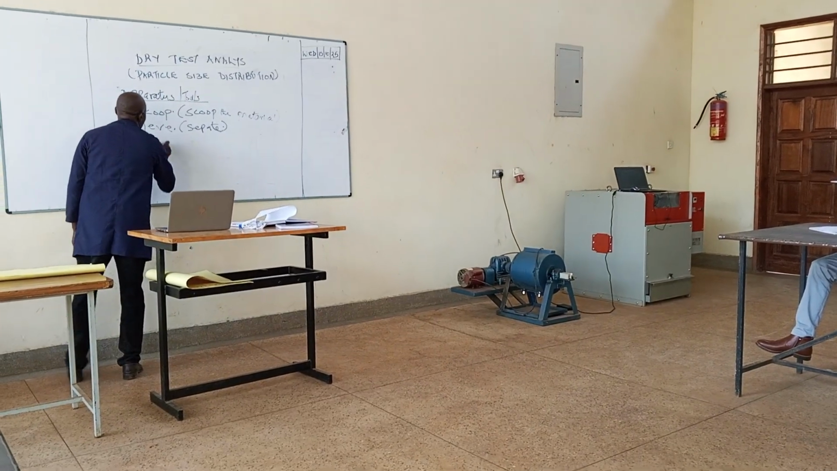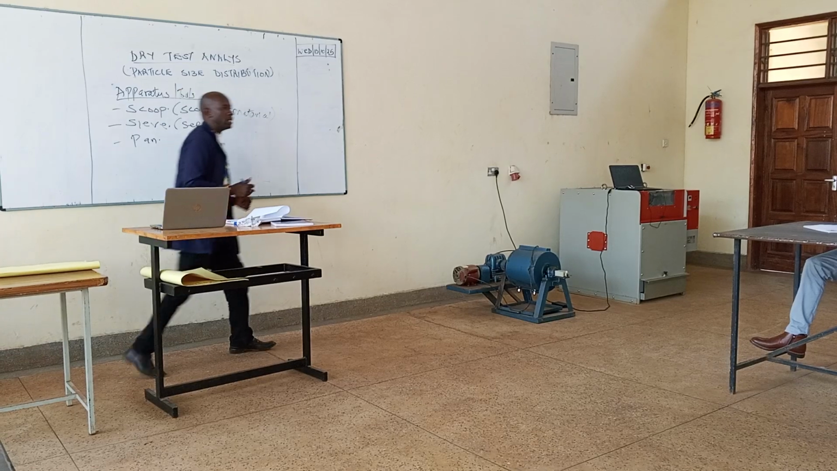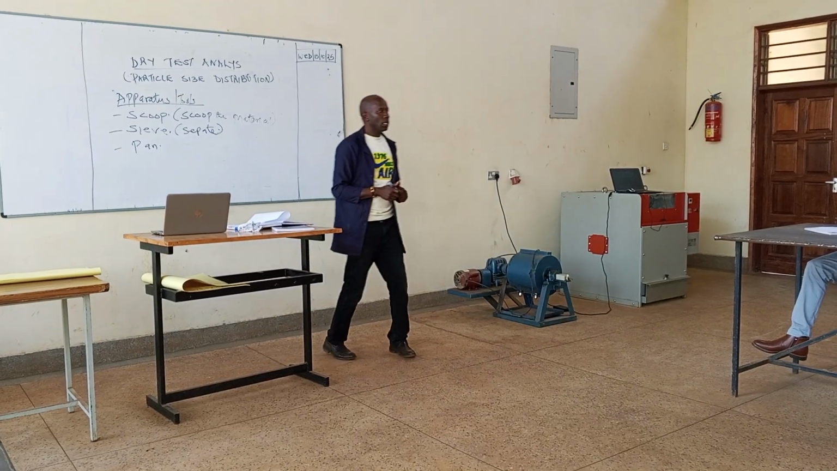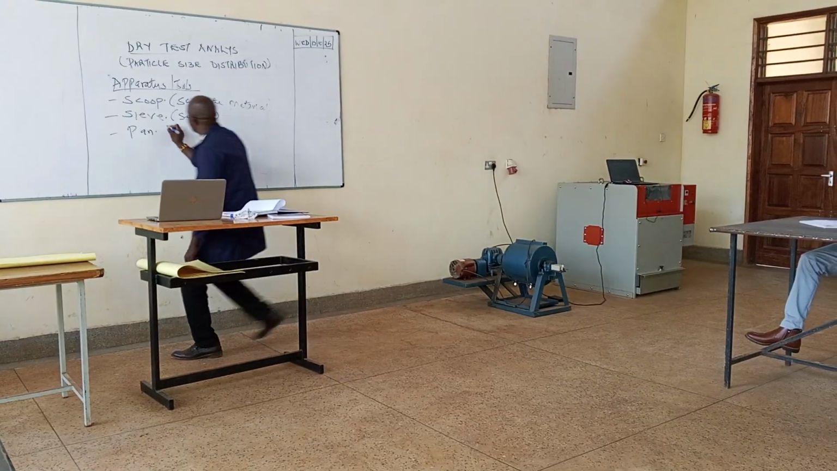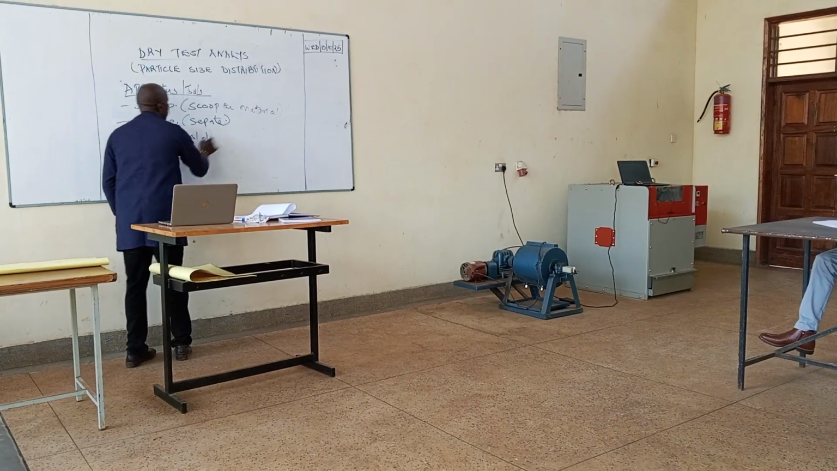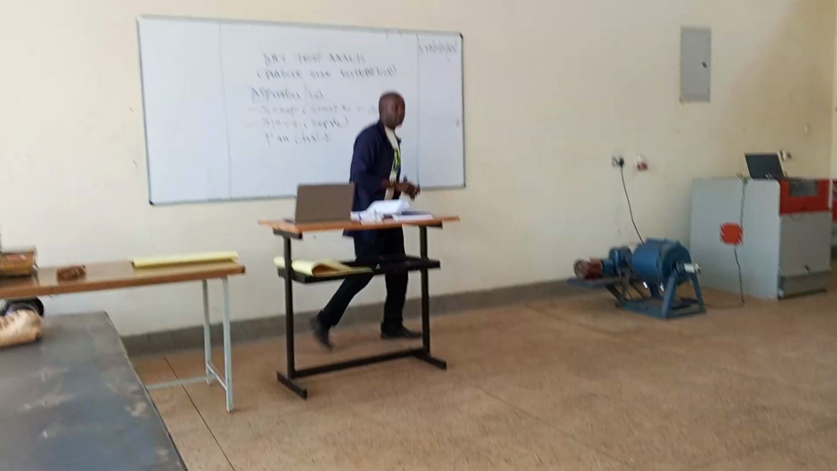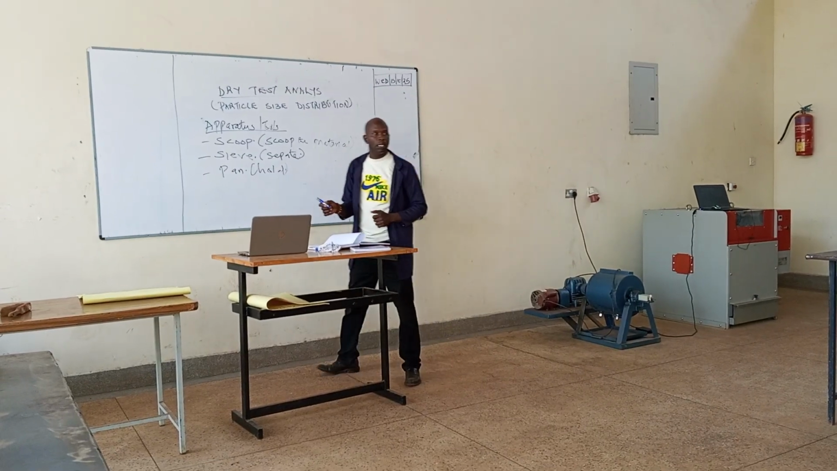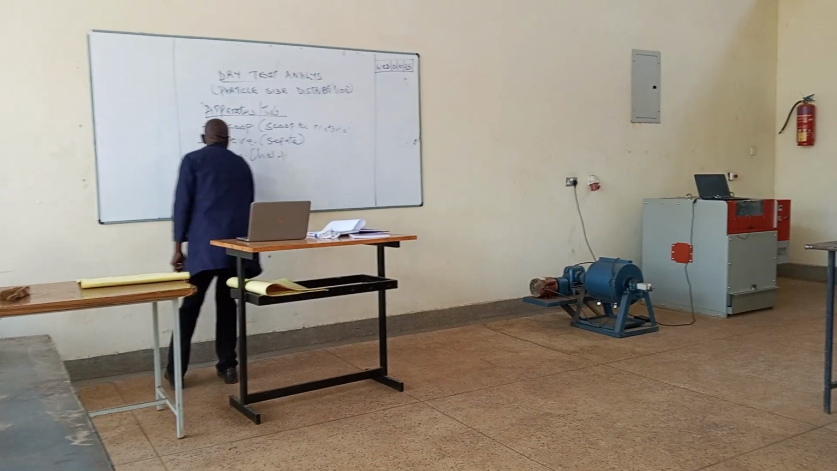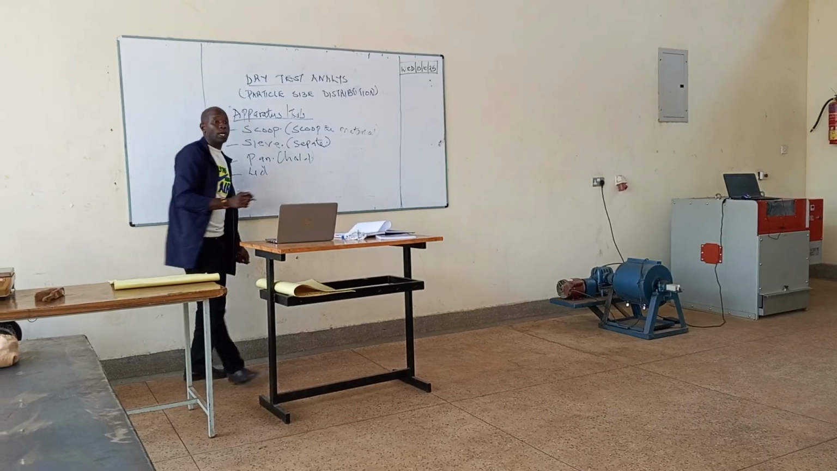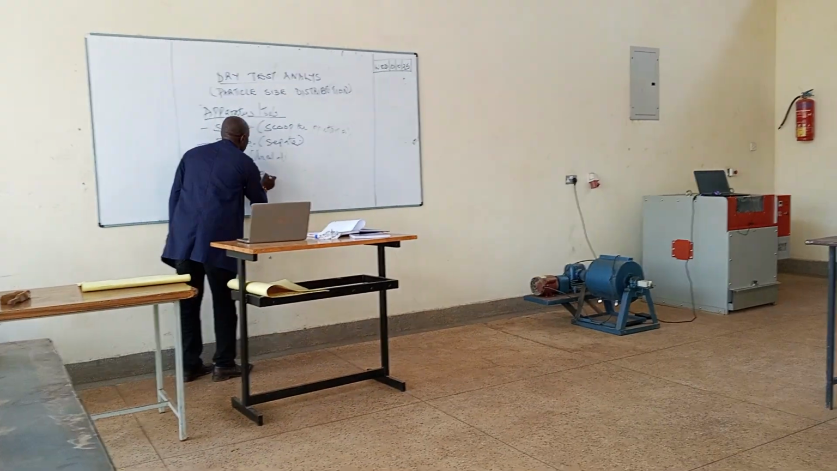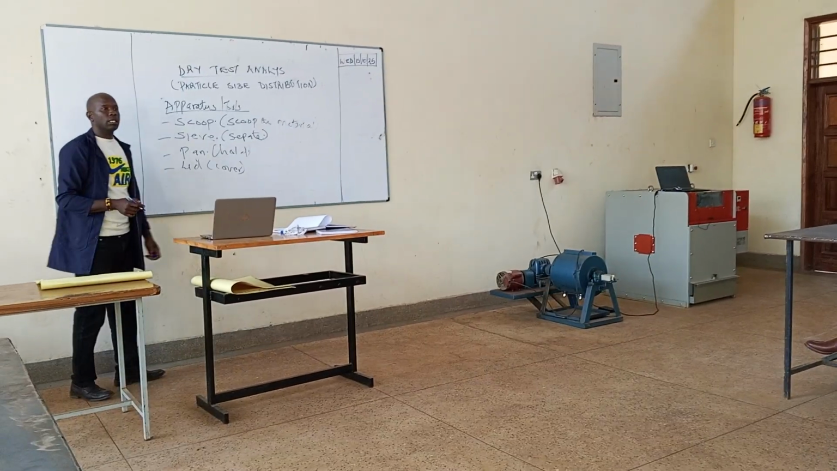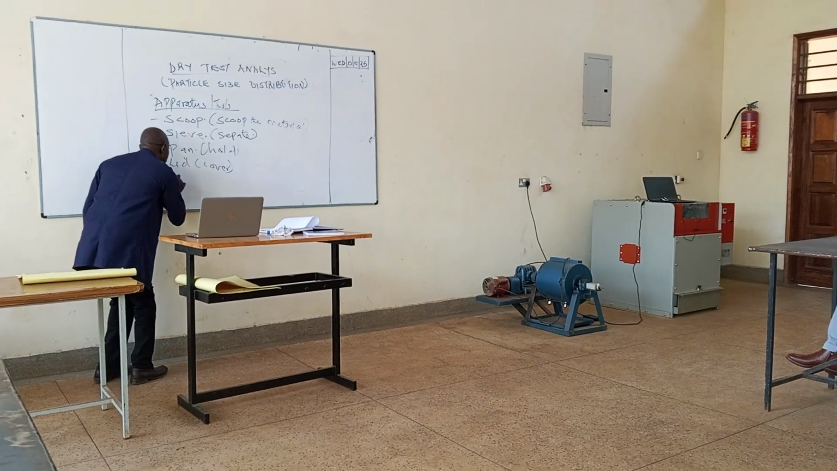These are the apparatus that we use. What is the function of the pan? It is used for the soil sample. Yes, this is only for the soil sample. Correct. Any other apparatus not mentioned? Yes, okay. We have the lid. Yes, to cover. Any other apparatus? Yes, the weighing machine. We have the weighing machine.